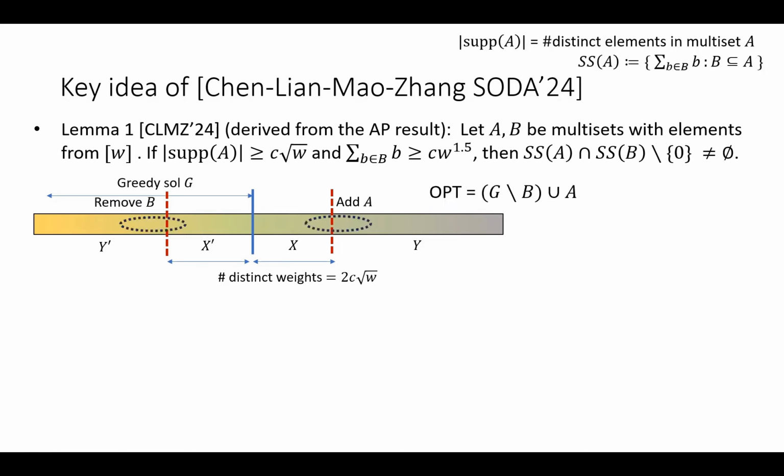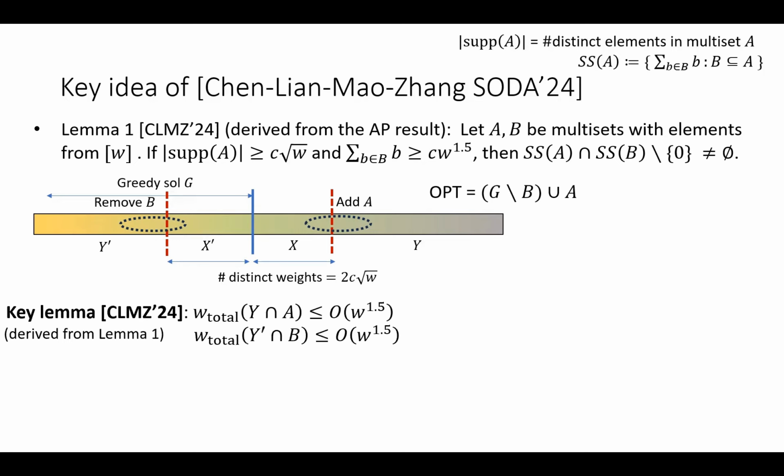And let's consider the optimal solution and represent it as the greedy solution where the set B is removed and the set A is added back. Then, using this lemma 1, they showed the following kind of proximity bound. The total weight of the items in the interval Y intersecting A should be at most order W to the 1.5. And symmetrically, we can also have a bound on the total weight of items in Y prime intersect set B.